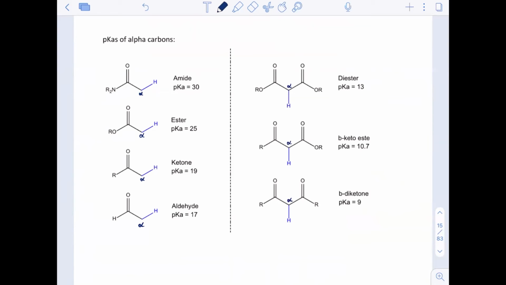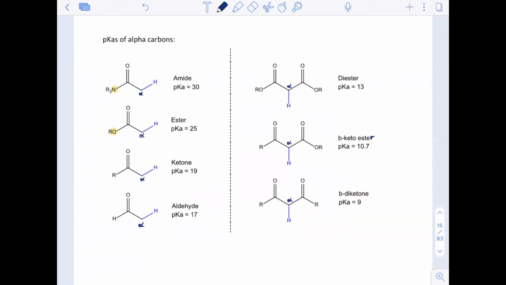Yes, even amides, esters, diesters, the beta ketone, beta diketone, beta ketoester, will all have alpha hydrogens, and those pKa's range from 9 to 30, ranging because of induction, right? So if we think about nitrogens and oxygens, they push electron density towards the carbon of the carbonyl via resonance and induction, and so those raise the pKa slightly. Aldehydes and ketones are right down in the middle, around 17 to 19.